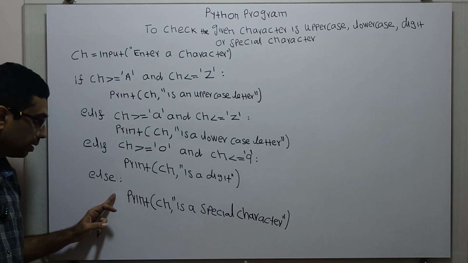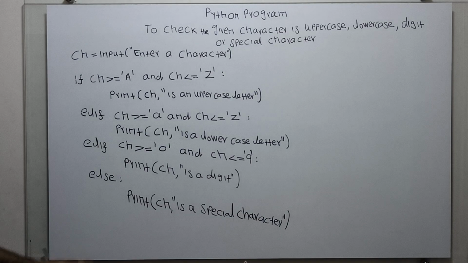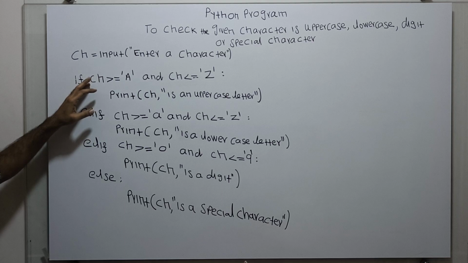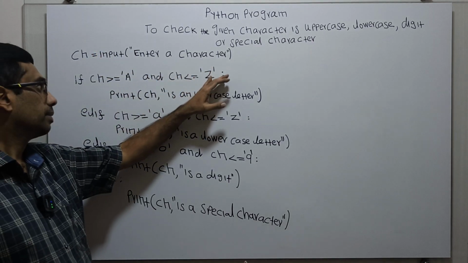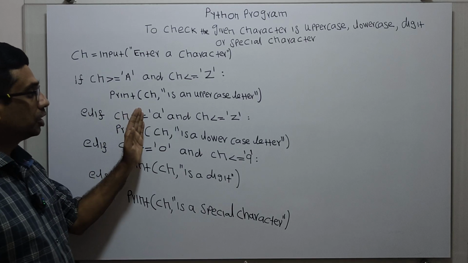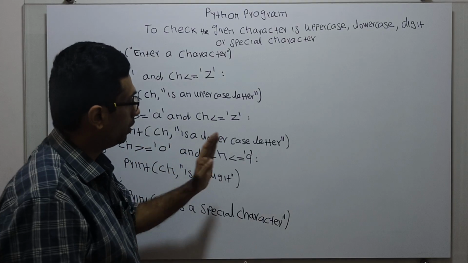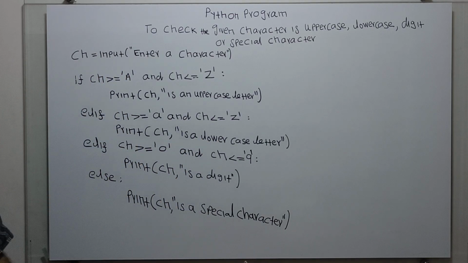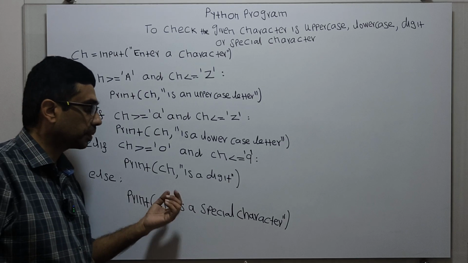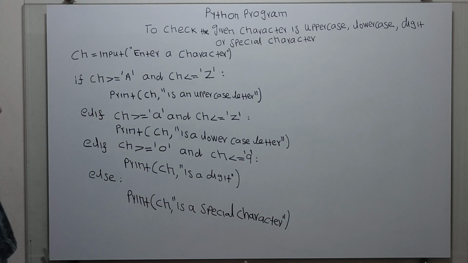This else statement will get executed if the if and all the elifs are false. In this case, I am printing ch is a special character. Why? Because the character is not an uppercase letter in the range of capital A to capital Z, not a lowercase letter in the range of small a to small z, not a digit in the range of 0 to 9. So in this case, I am printing the entered character ch, that is, the value of the variable ch is a special character. Now we will take some sample input and check how this program works.